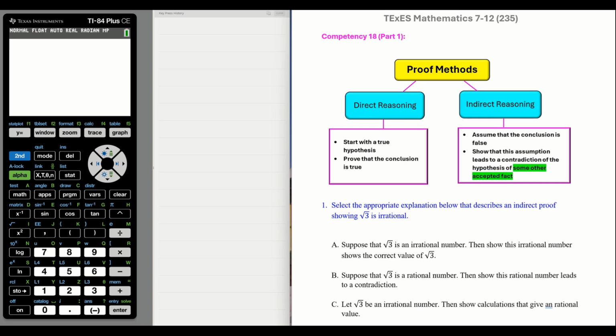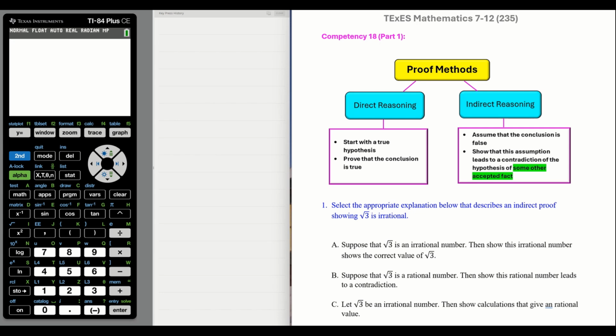Okay, before we begin, we need to talk through this graphic. We have direct reasoning, indirect reasoning. Actually, let's just narrow it down. It's an indirect proof. Over here is your indirect, then we have a direct.